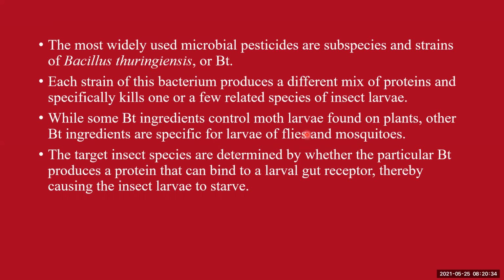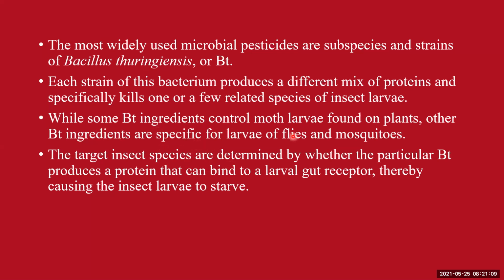Each strain of Bacillus thuringiensis produces a mix of proteins. Actually, Bacillus thuringiensis produces a protein called crystal protein, in short Cry protein, also called delta endotoxin. There are a variety of classes of crystal proteins which are toxic to insects. You can say insecticidal proteins, which are crystal proteins, also called delta endotoxin, are produced by Bacillus thuringiensis and kill specifically one or related species of insect larvae.